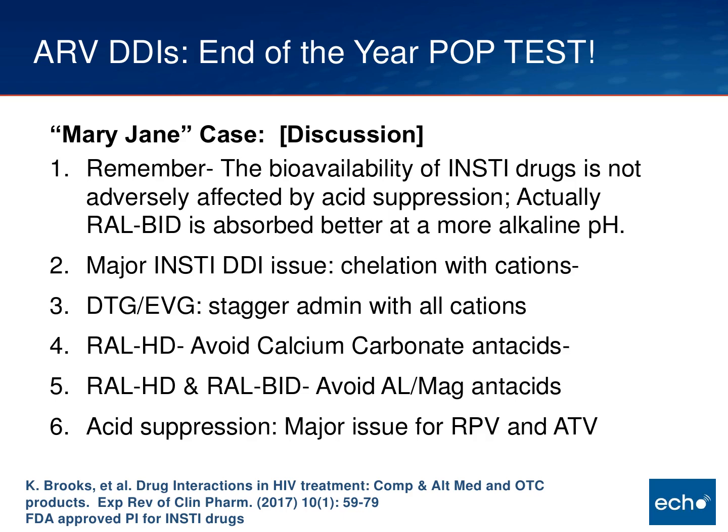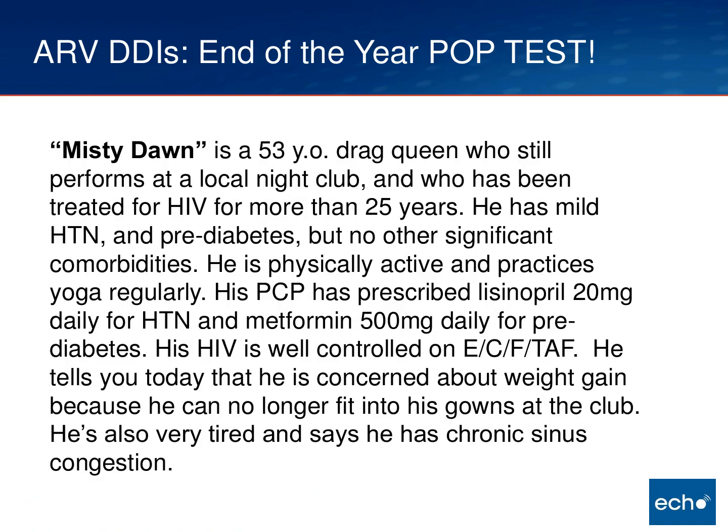It's also interesting to remember that the major drug-drug interaction with the INSTI drugs is chelation with cations. And dolutegravir and elvitegravir, we really need to stagger the administration with all cations. For high dose raltegravir, the calcium carbonate antacid is contraindicated. However, with twice daily dosing, and as in this case, we can certainly do it. Also, for high-dose raltegravir and twice-daily raltegravir, we should avoid aluminum and magnesium antacids altogether. But the most important thing to remember with regard to acid suppression is that it is a major issue for rilpivirine and atazanavir.